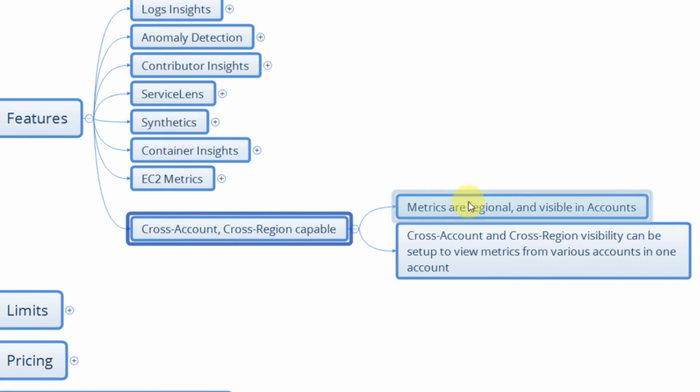Metrics are regional and visible in specific accounts, but you can set up cross-account and cross-region visibility to view all the metrics in one account. So it is a recommended best practice to set up a monitoring account and provide appropriate IAM permissions for users to view all the metrics from all the accounts and regions from this account.